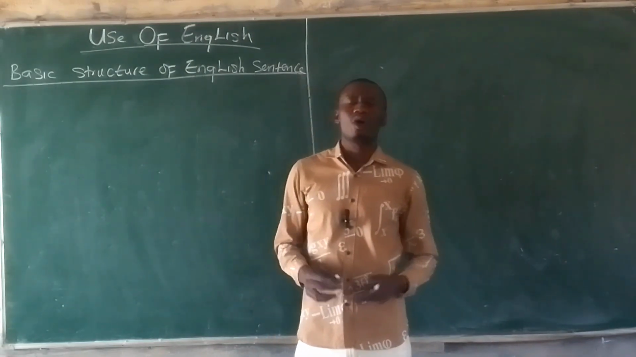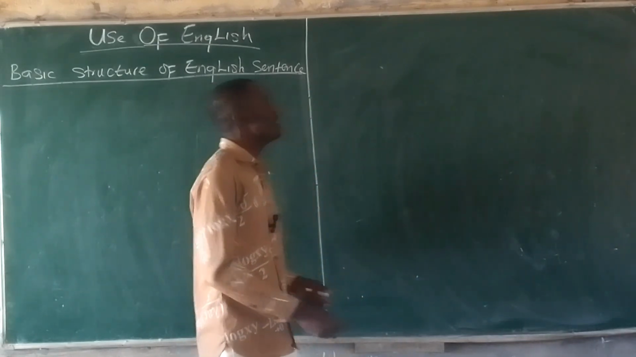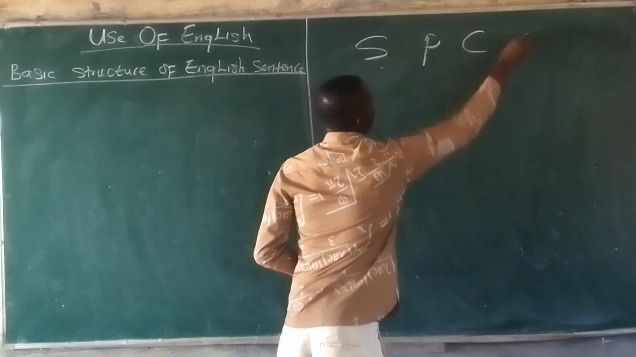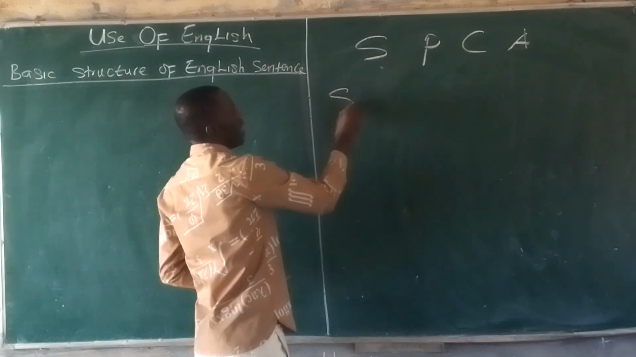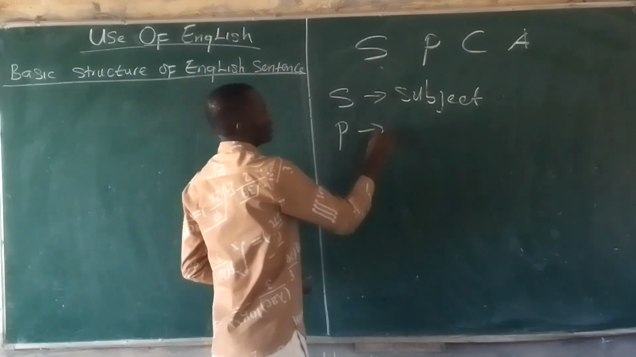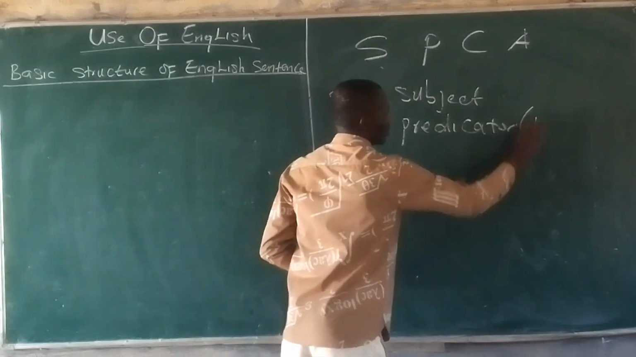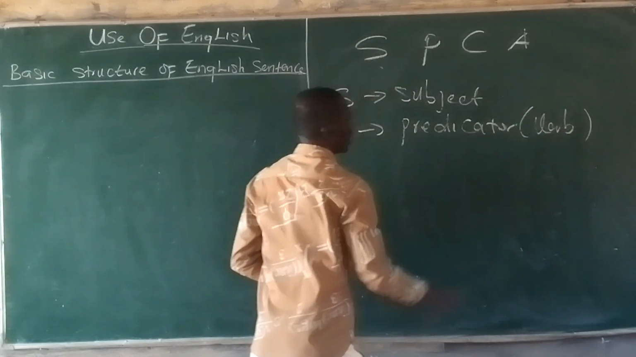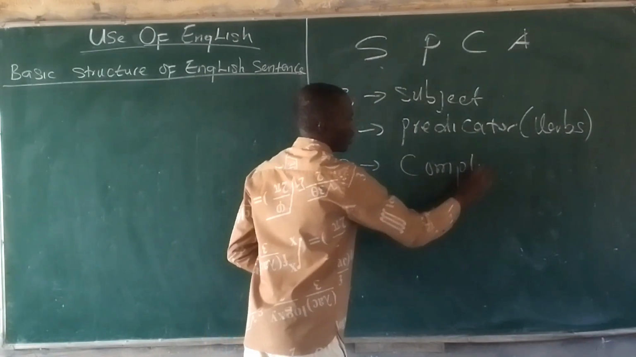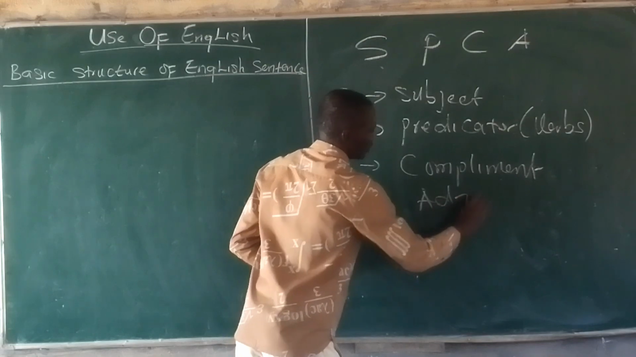At the basic structure of English sentence. We're going to be looking at these major elements: the S, the P, the C, and the A. The S is the subject, the P is the predicator. The predicator or the verb is also called the verbs. Okay, the verbs. And then we have the C, which is the complement. And then we have the A, which is the adjunct.